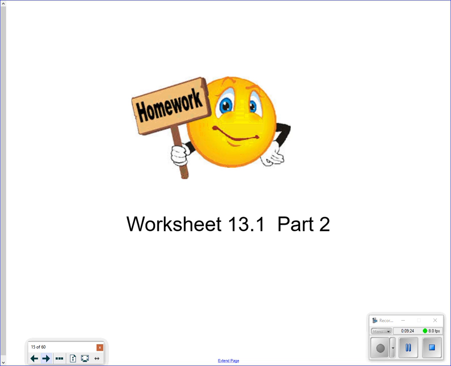Homework assignment is 13.1 Part 2. If you have any questions, please make sure you talk to your teacher about left and right parabolas. And so now we've done up and down, left and right. So we do have a little bit more. We have a 13.1 Part 3. So we have a day 3 that we'll have to deal with. But we have now done parabolas in each of the directions. So again, if you have any questions, please make sure you talk to your teacher, and good luck.